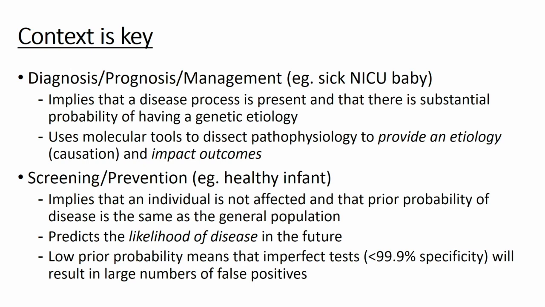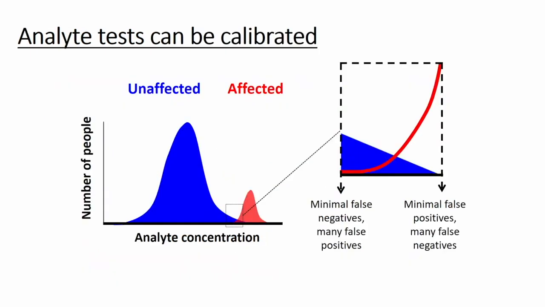And for those that have studied clinical epidemiology will know that the very low prior probability of these individuals having disease means that any imperfection in our genetic testing, meaning less than 99.9% specificity, will result in large numbers of false positives.